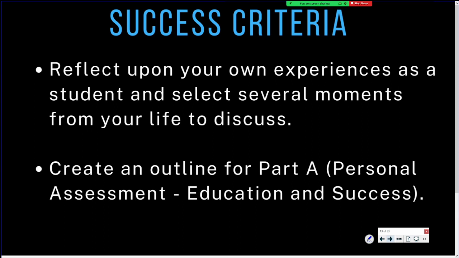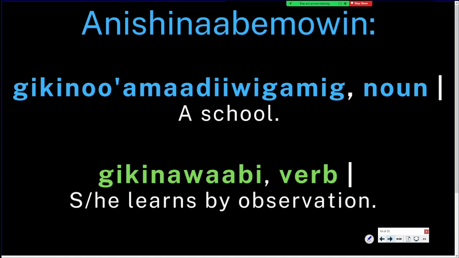So hopefully you can have an outline, a general strategy for where you want to take this assignment. But before you do that, you need to reflect upon your own experiences as a student and select several moments from your life to discuss, because that's what Part A is really all about. Just looking at your life as a student in a variety of settings and writing about that experience, and then maybe even forecasting a little bit into the future. So with that in mind, we will jump right into today's lesson, starting with our words of the day.